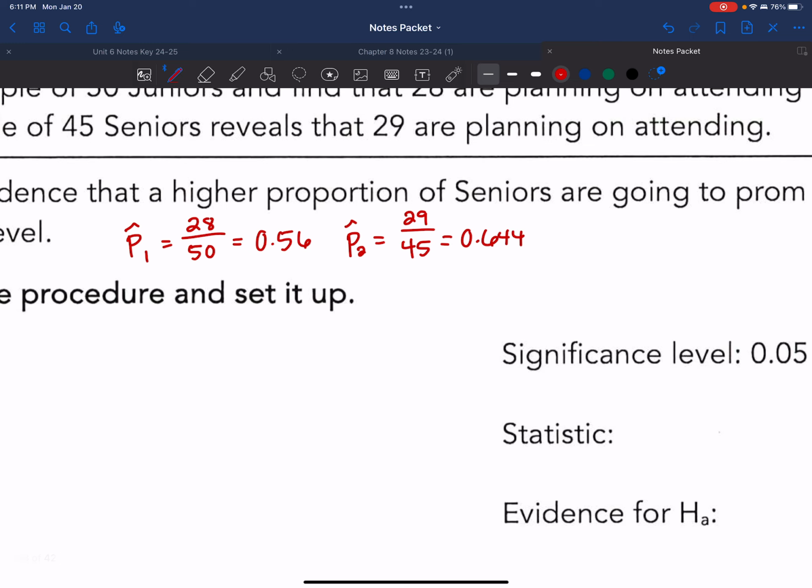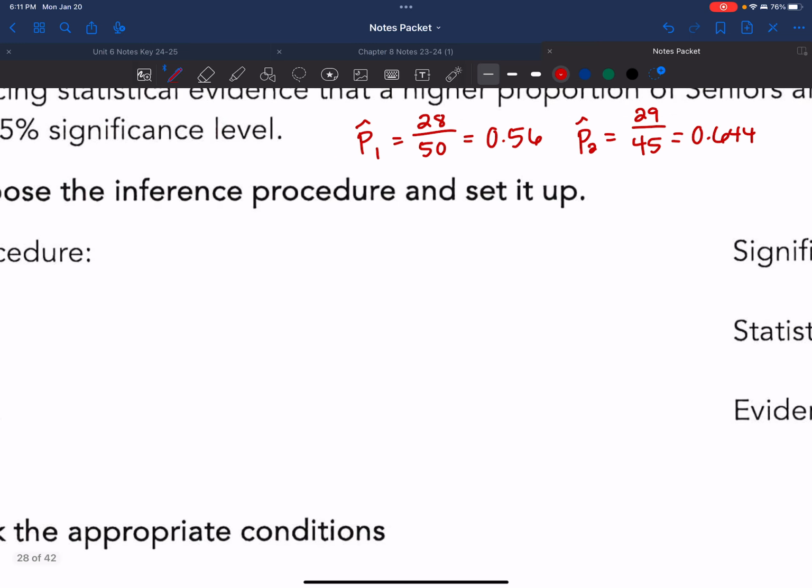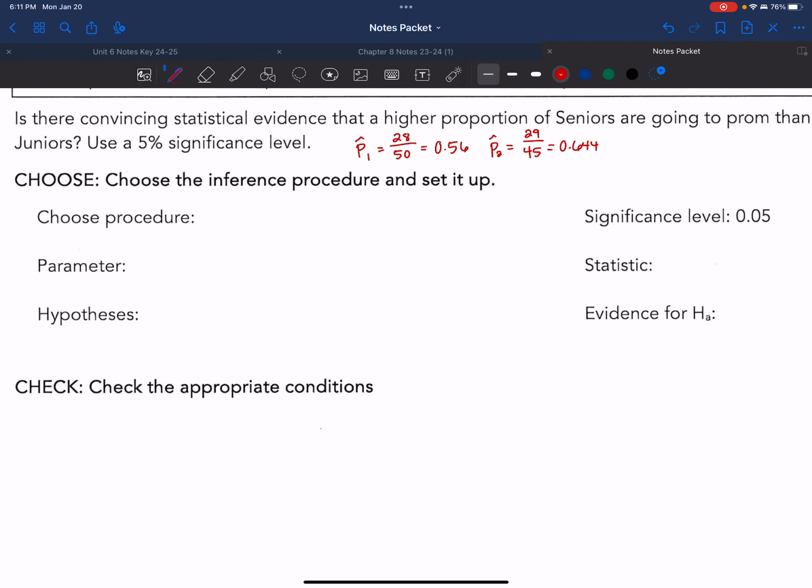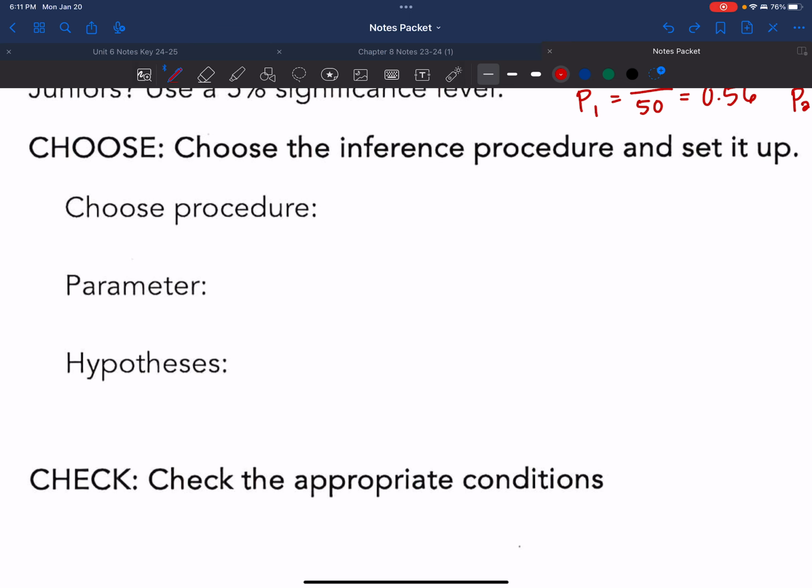Now, for the choose section, okay, there's a few things that we need. We need to name our procedure. We need to show our parameter, define it. We need to state our hypotheses, significance level, which is already filled in for us, but we need that in the choose section. Calculate our statistic, and then evidence for the hypothesis, right? And I wrote these up here just because it makes it easier whenever we go through it, especially when we get to the statistics section, we already have our proportions. But we are doing a significance test for two samples, right? Got samples of juniors and a sample of seniors.